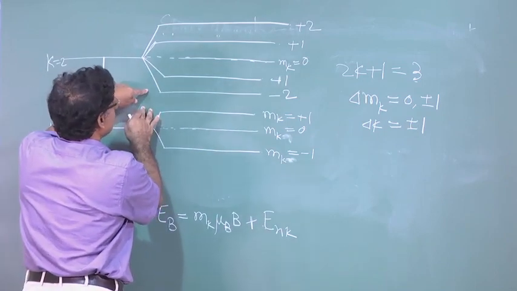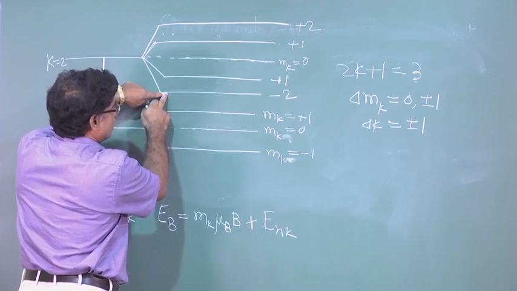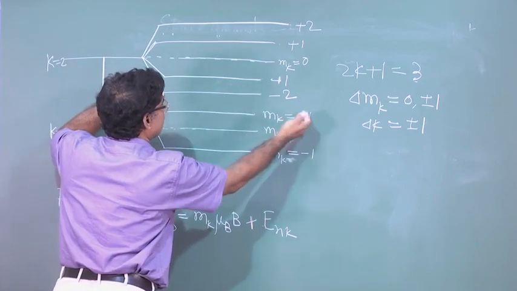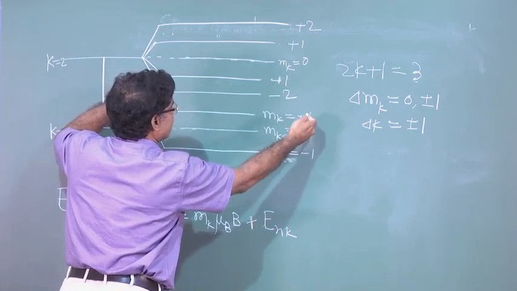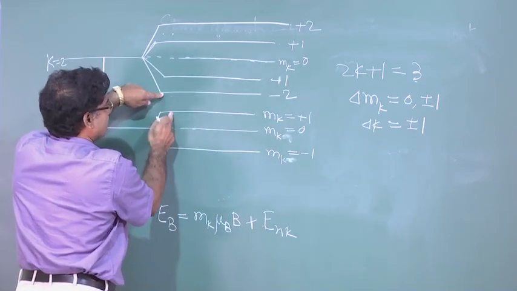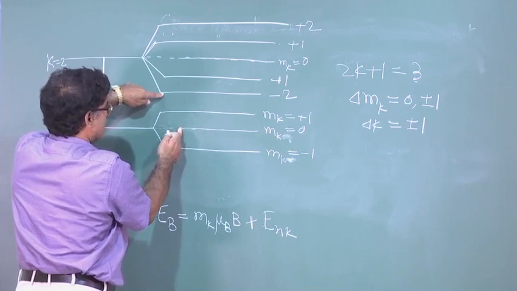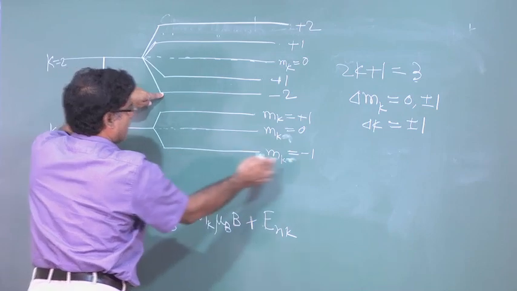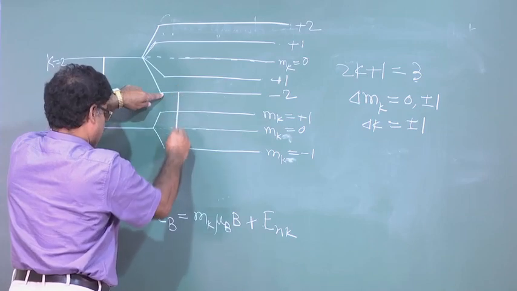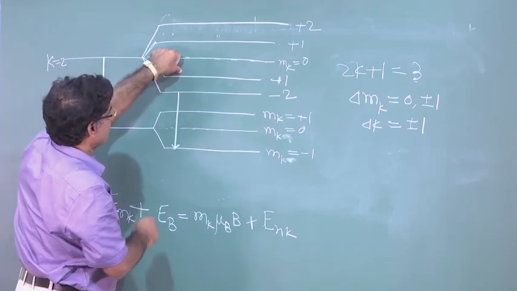If I start from here, minus 2 to plus 1 is not allowed, because final to initial, if I take the difference, plus 1 minus of minus 2, it will be plus 3. So, this is not allowed, this also not allowed, the difference will be plus 2. This is allowed, minus 1 to plus 2, so it is plus 1. So, you will get this transition.